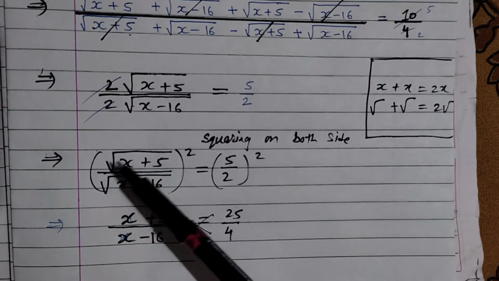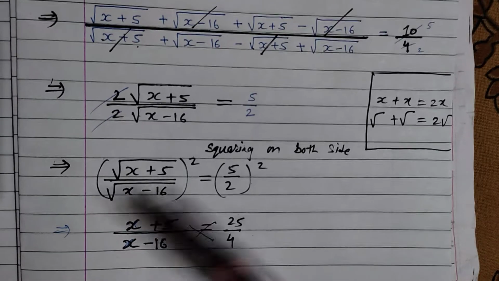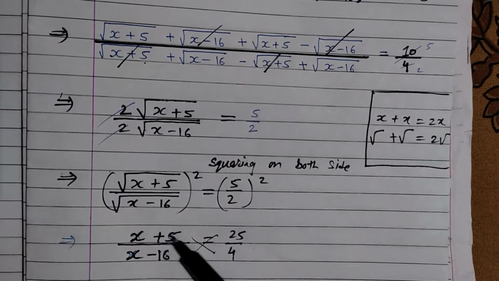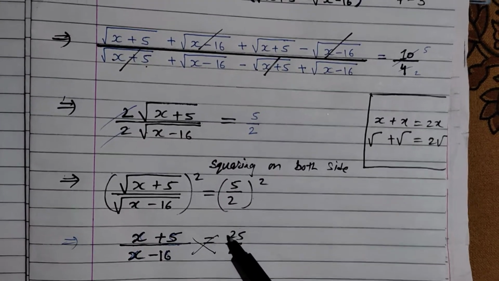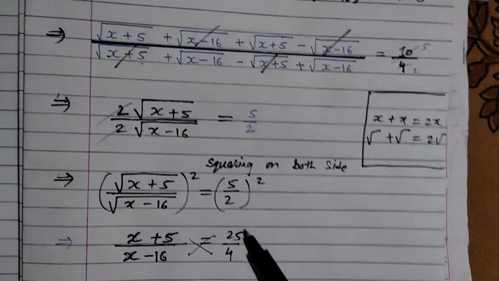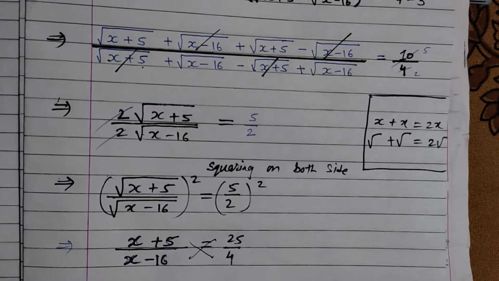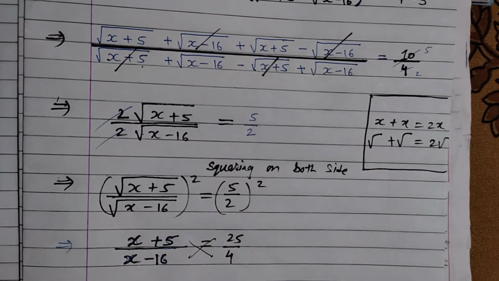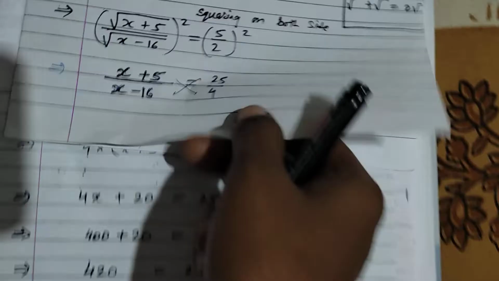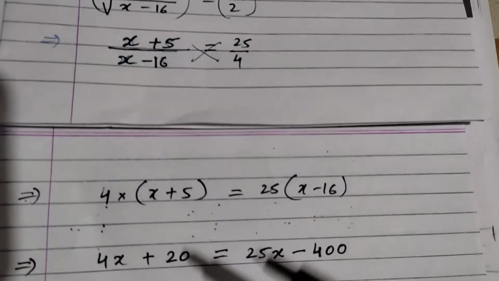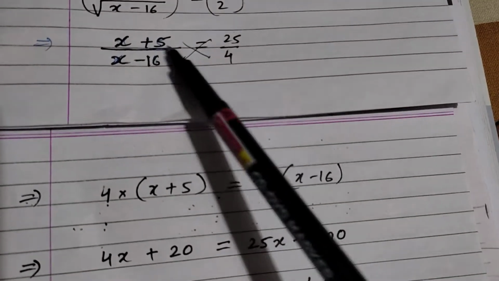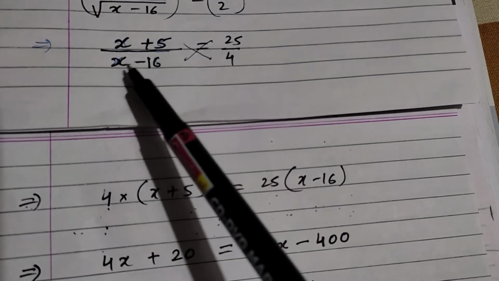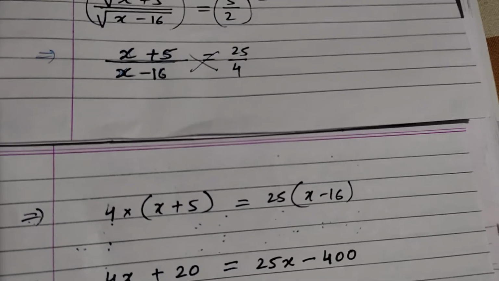Okay, so now when the square root and square are multiplied, they cancel, and afterwards we write x plus 5 upon x minus 16 is equal to the square of 5, which is 25, and the square of 2, which is 4. Now for calculating x, let's cross multiply, and after cross multiplying, 4 multiplied by x plus 5 is equal to 25 multiplied by x minus 16, like this.